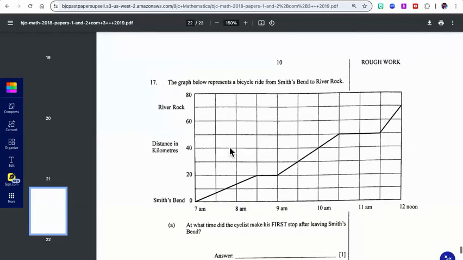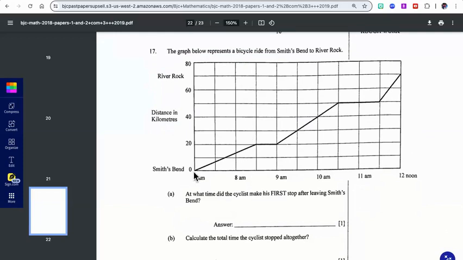So this is how a BJC paper 2 question will look on a time graph. The question says the graph below represents a bicycle ride from Smith's Bend to River Rock. Again, at 0, that means that the person is still here at Smith's Bend. River Rock is here. So the person is leaving on a bicycle ride from Smith's Bend and they're stopping here at River Rock. Remember I said the distance will always be to your left, and in this case the distance is calculated in kilometers. At the bottom, this is the time the person left Smith's Bend and ended at River Rock.